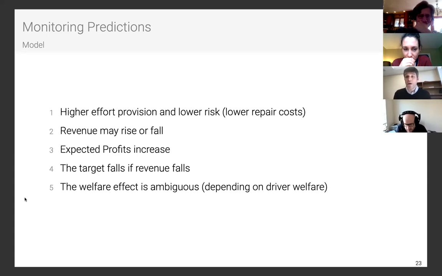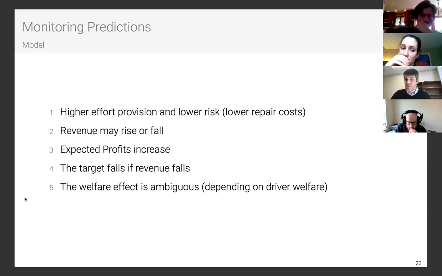On the parameter of the contract, this target, we get a prediction that if revenue is either flat or falls, so sort of weakly drops, we're going to predict that the target is falling. The intuition here is that the owner, by either changing the bundle of effort and risk away from this incentive compatibility set, or lowering revenue, has made the driver worse off, and so they need to compensate them by lowering the target.